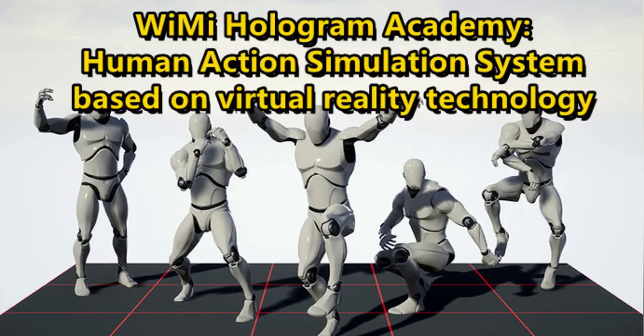To improve the scientificity and quality of sports training, scientists from WiMi Hologram Academy of WiMi Hologram Cloud Inc. discussed a human action simulation system based on virtual reality technology. Scientists collect the initial movement data through a motion capture movement database, using offset mapping technology to correct and design the movements in the database according to the athlete's body parameters, combined with the rationality of the human movement equations.